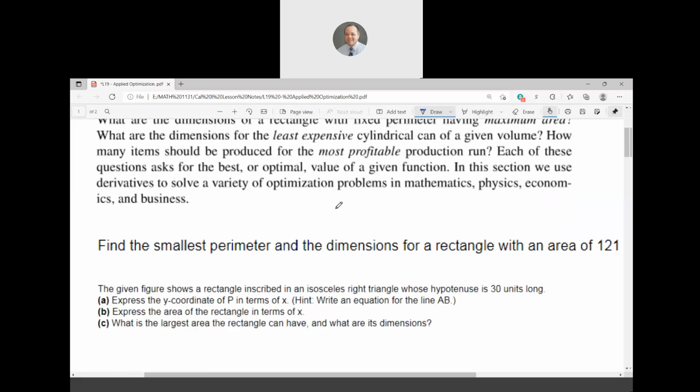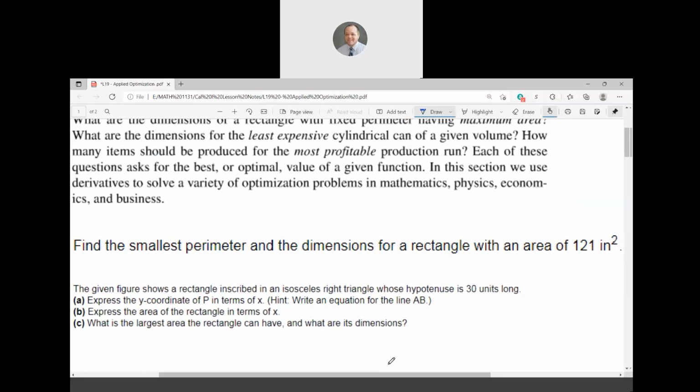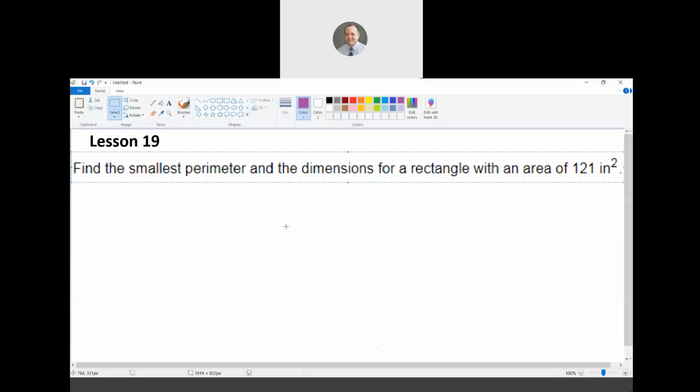So let's start with the very first question. And let me screenshot it and put it on our whiteboard. And give me 1 second. Let me share the paint tool. All right.